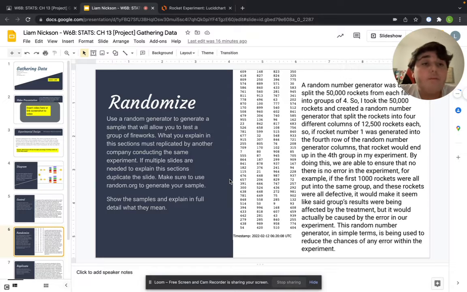Randomize. A random number generator was used to split these 50,000 rockets into groups of 4. So I took the 50,000 rockets, created a random number generator that split the rockets into 4 different columns of 12,500 rockets each. So for example, if rocket number 1 was generated into the 4th row of the random number generator columns, that rocket would end up in the 4th group in my experiment. By doing this, we're able to ensure that there is no error for the experiment. And that, in simple terms, is what the random number generator is being used to do.